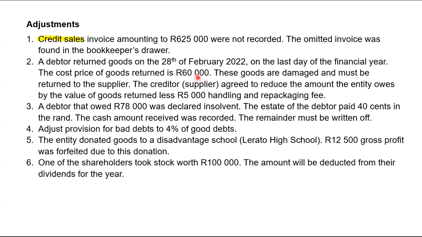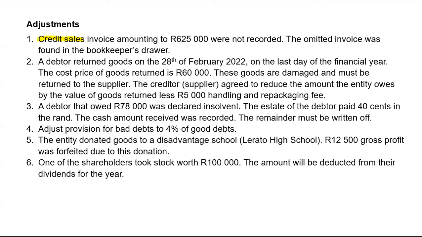So the cost price, the ones that we record at cost, will be debiting trading stock. Why do we debit trading stock? Because we got trading stock back. And then we're going to credit cost of sales. The reason why we credit cost of sales is because cost of sales only increases when goods are sold. So it makes sense that when goods are returned, we reduce our cost of sales at cost price.